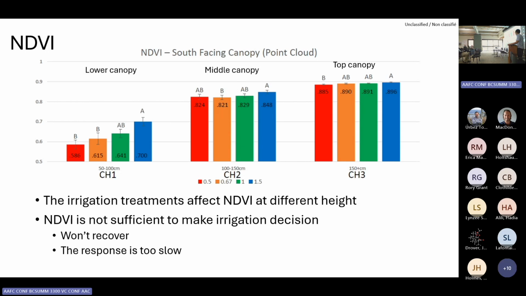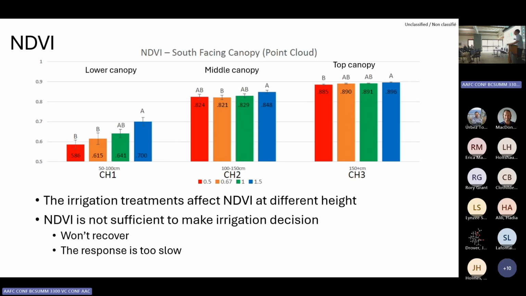We used the drone to capture the NDVI factors, just like Kevin's data, right? We actually used the point clouds to dissect the canopy. With that data, you can dissect the canopy into 3 sectors, and NDVI only shows more differences in the lower canopy side. So the irrigation treatment actually affects the NDVI at different heights, and anyway, it's not sufficient to make an irrigation decision.